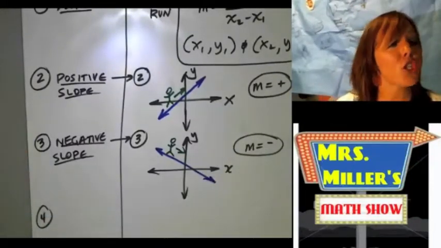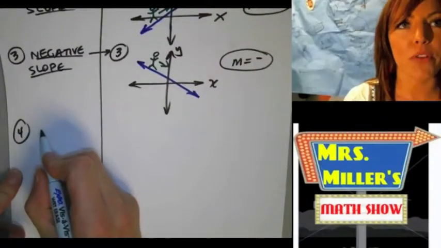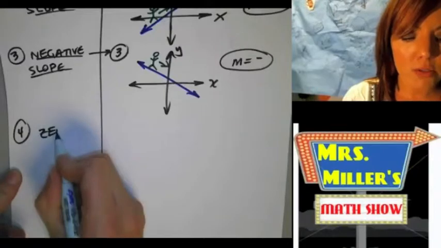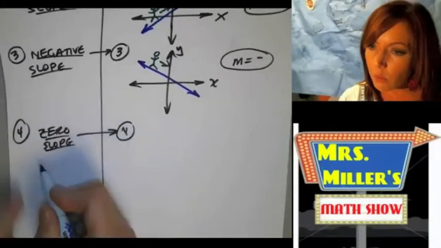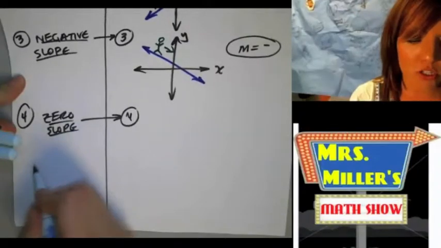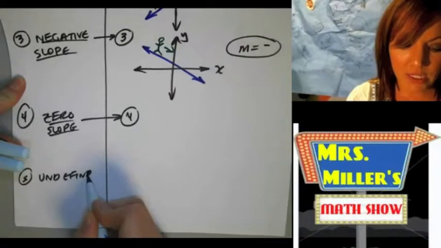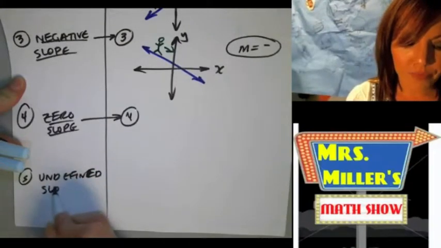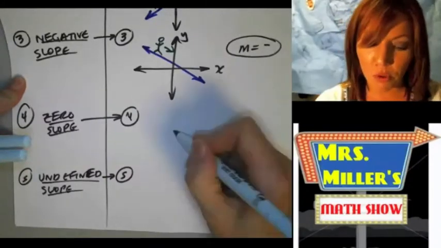The next two are the ones that people get really tripped out on, but I'm going to give you a really graphic way to remember the difference between the two. We're going to do zero slope first, and then we're going to talk about an undefined slope. There's a really big difference between the two. I hope that this visual will help you remember which one is which.